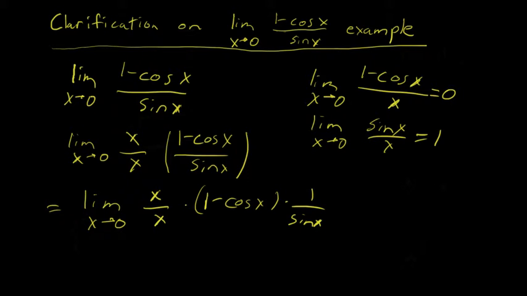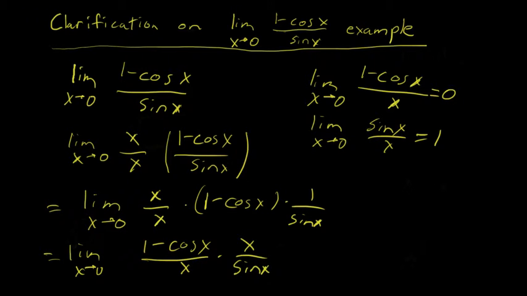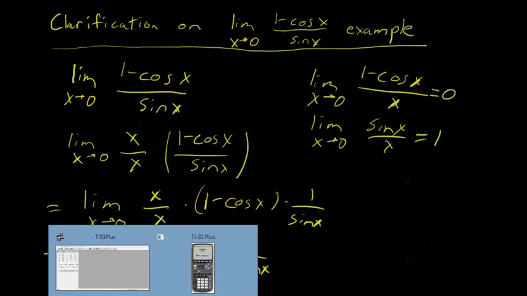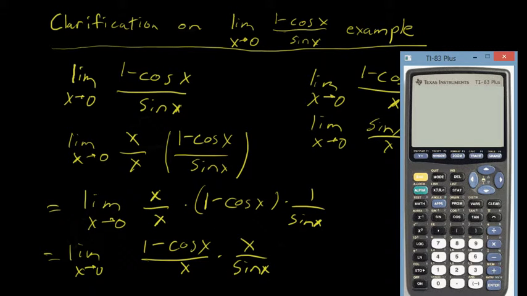And now to the part that may have been confusing. I said you could regroup this in this fashion here. So you could put this denominator underneath 1 minus cosine of x, and you could put this numerator on top of 1 over sine of x. And I'm going to show you why that is using this calculator here.